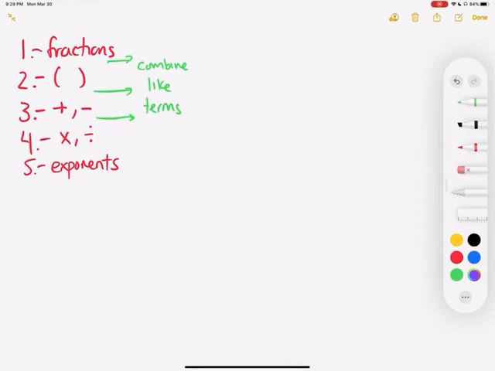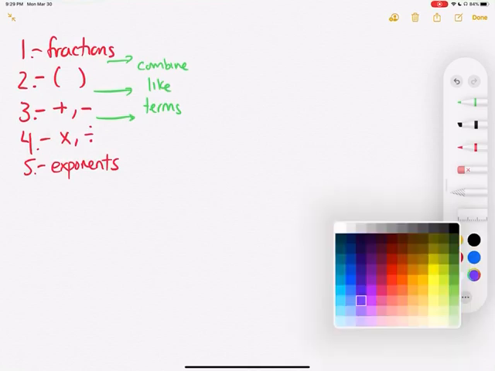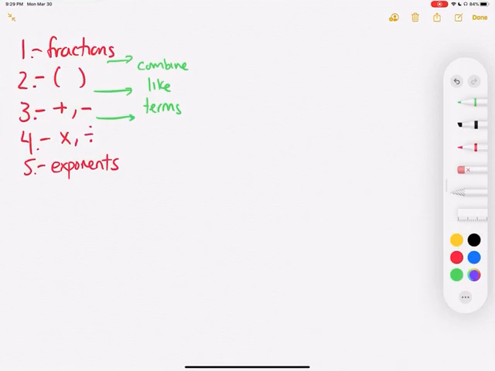This is a follow-up for the other video. What we're going to do is keep solving equations using the steps that I told you last time, which is getting rid of fractions, then getting rid of parentheses, additions, subtractions, and then multiplications, divisions. Then at the very end, you can get rid of exponents as well.